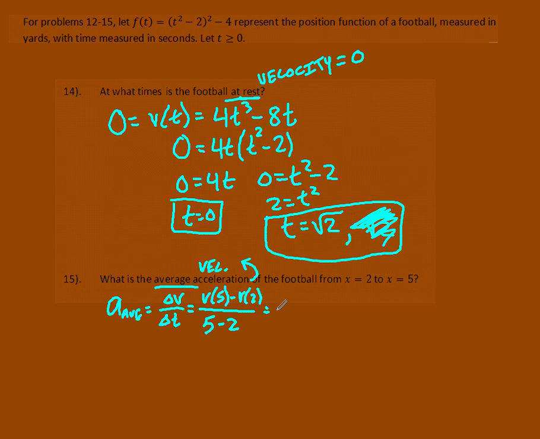When I plug in v of 5, I should get 460. When I plug in v of 2, I should get 16. I divide those by 3, so I get 444 over 3, and that reduces to 148. And my units here, we said it was in yards and seconds, so this should be yards per second. I should probably label all my times as seconds as well. Always don't forget to put your labels as you go along.